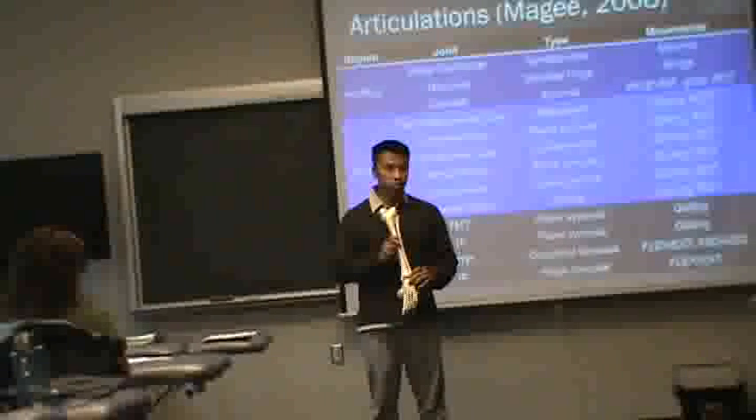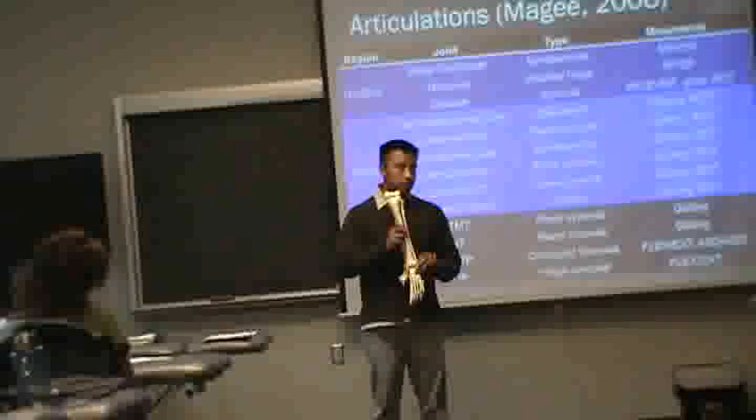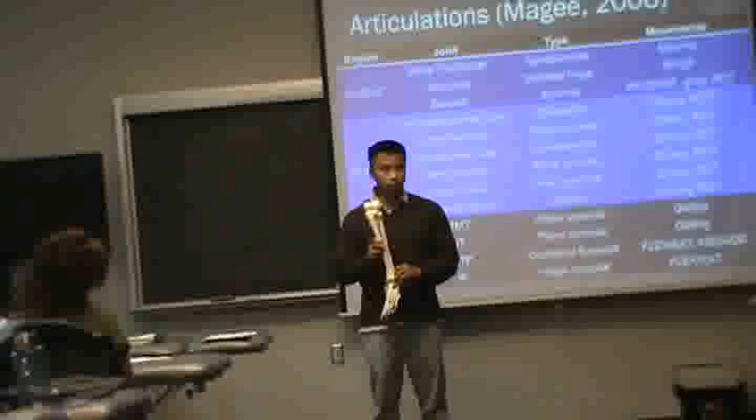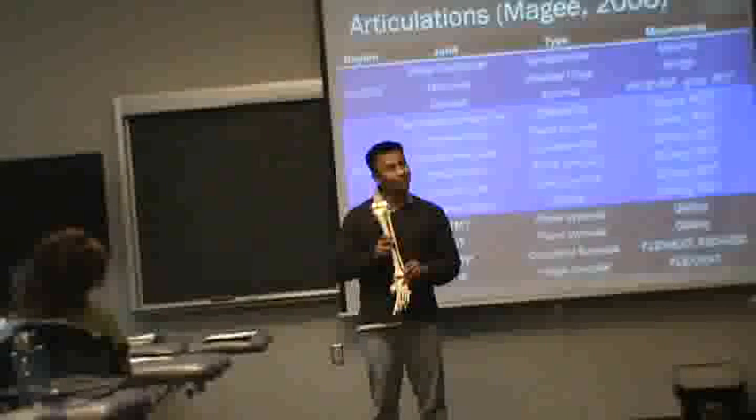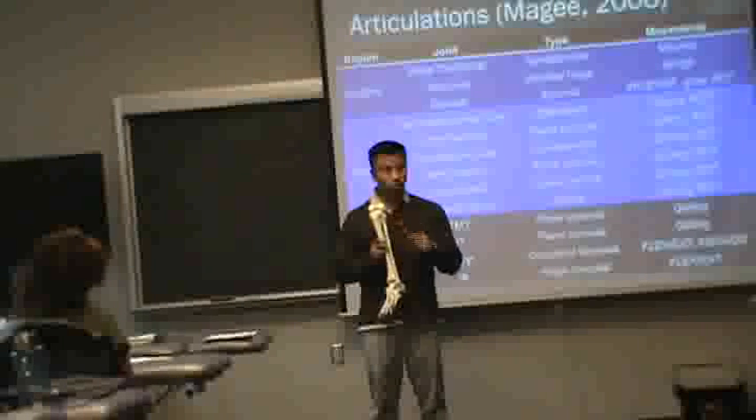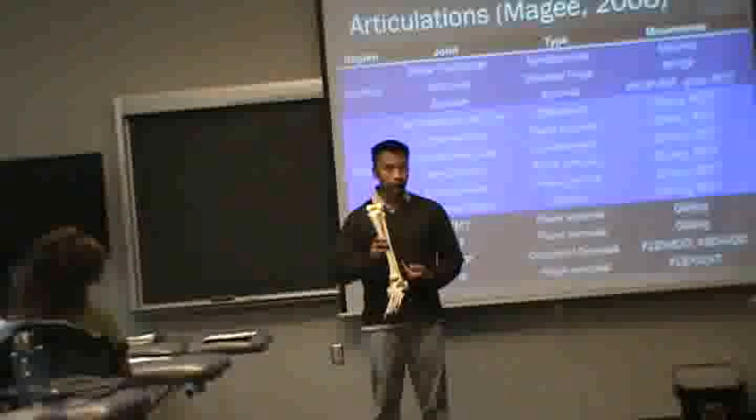Okay. If there's a distal anterior tib fib joint, what did I just say? There's a proximal one, there's got to be a distal one. If there's an anterior one, there's got to be a posterior one. Okay.